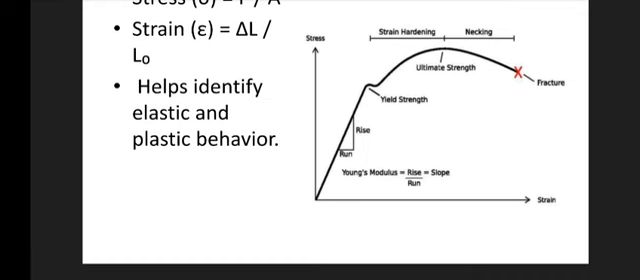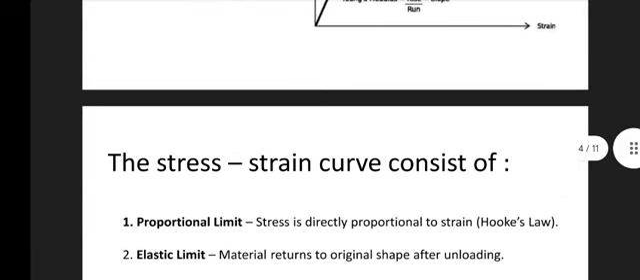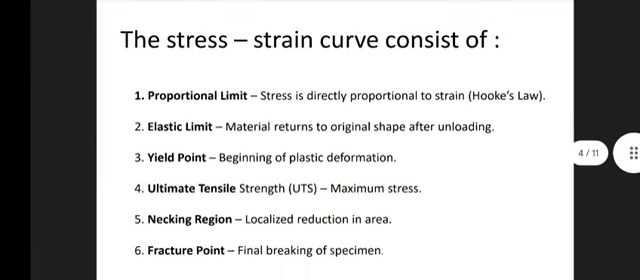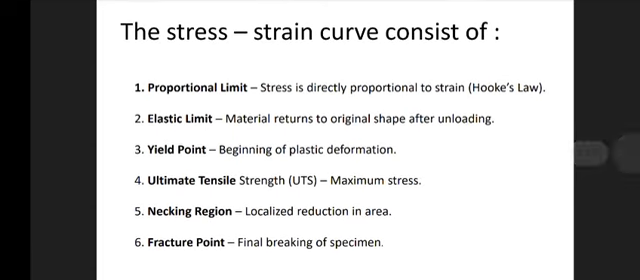The stress-strain curve helps identify the elastic and plastic behavior. The curve consists of a proportional limit, where stress is directly proportional to strain. Elastic limit: before the yield point is considered the elastic limit. When a load within the elastic limit is applied to the material, it elongates, and when the load is removed the material comes back to its original shape and size.